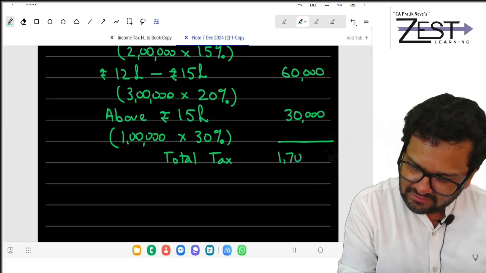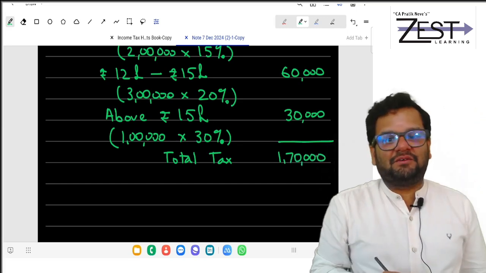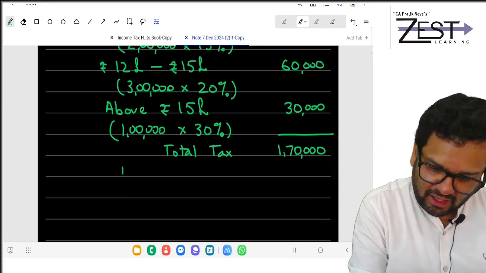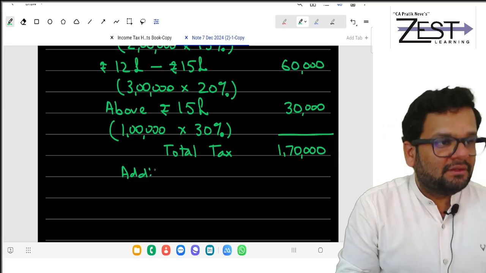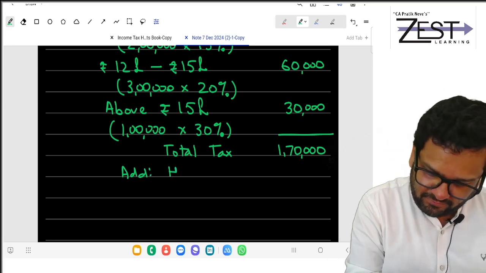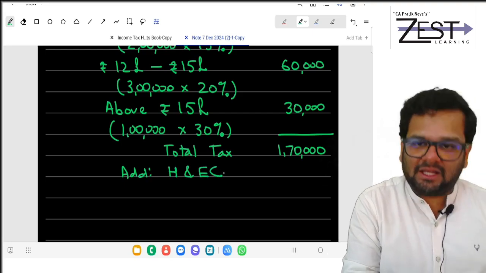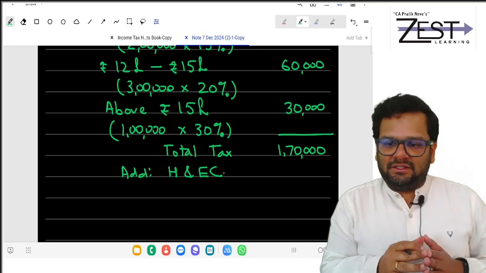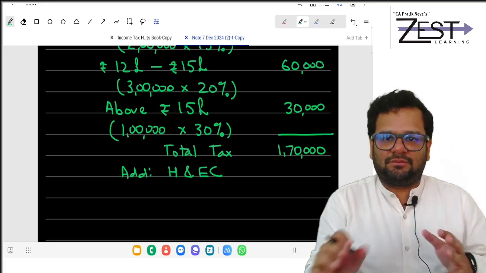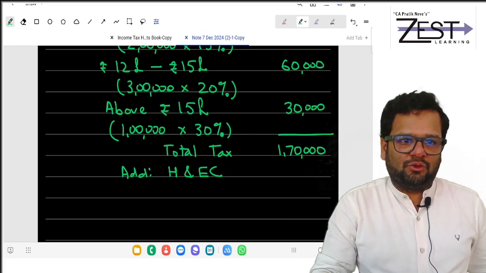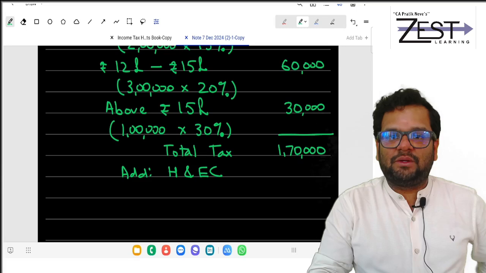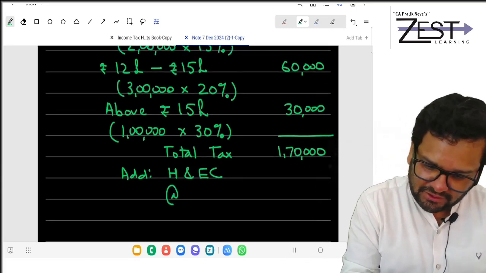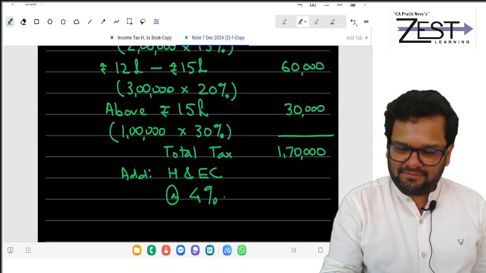1 lakh, 1,70,000. Now you will add health and education cess. I will tell you after some time when surcharge comes into picture or when rebate comes into picture. But on this you will add what? You will add health and education cess at 4%. So what is it?